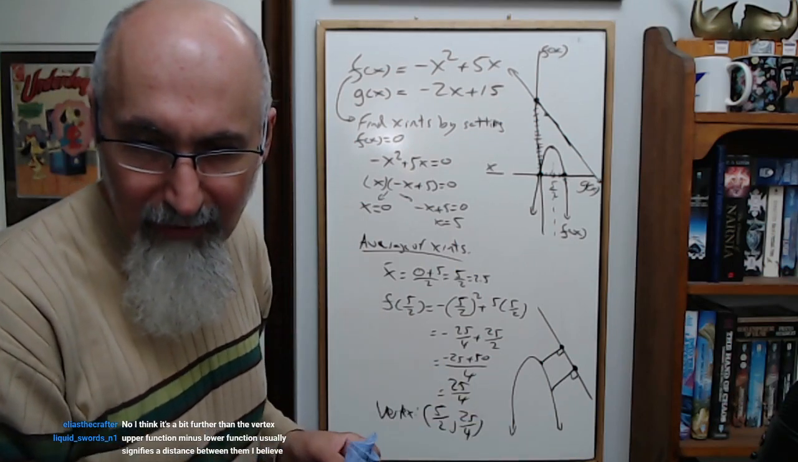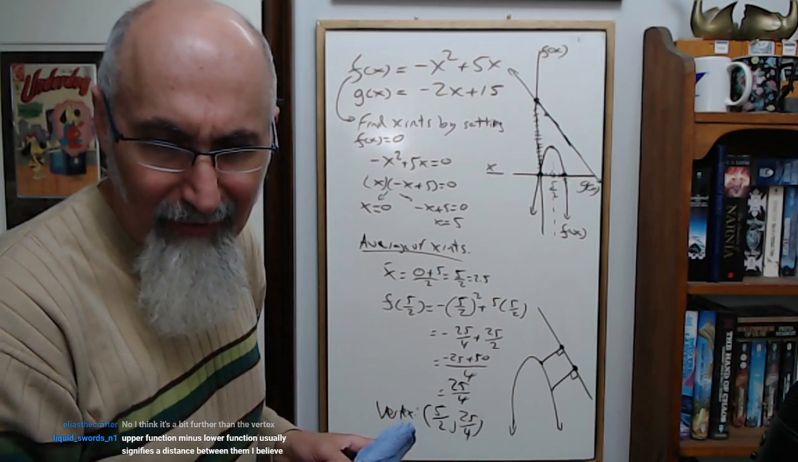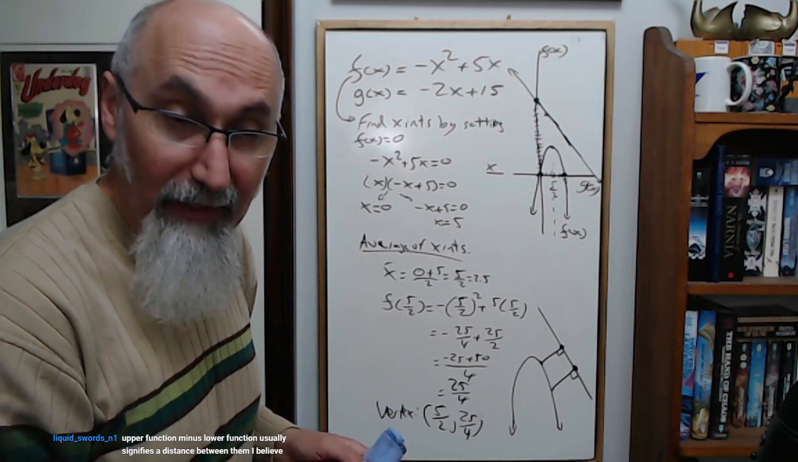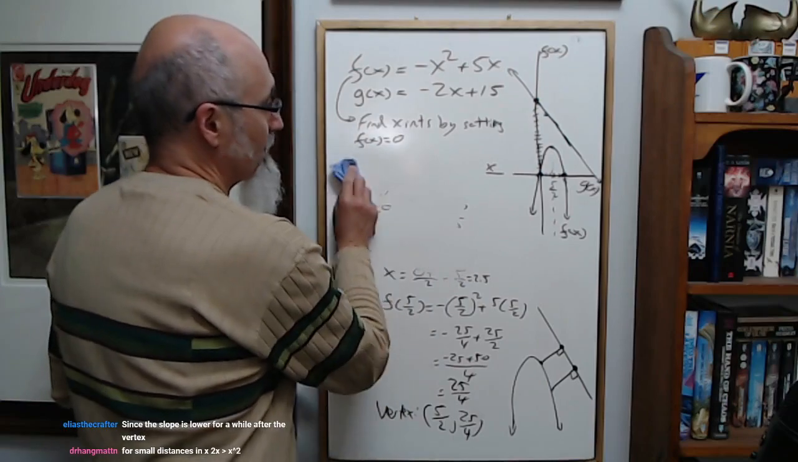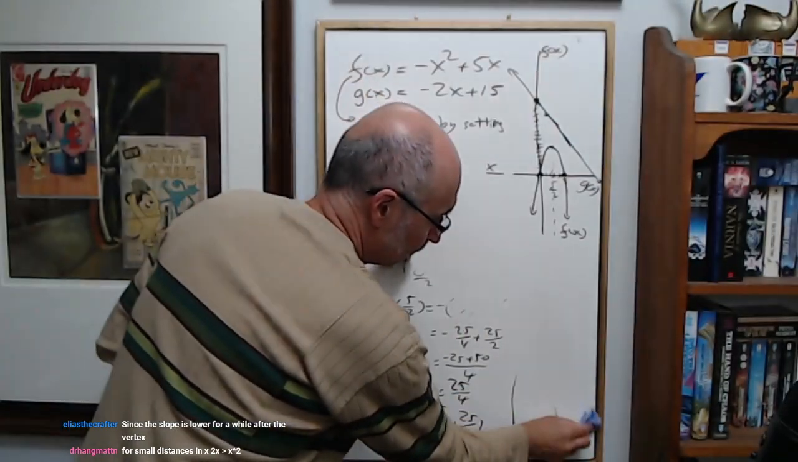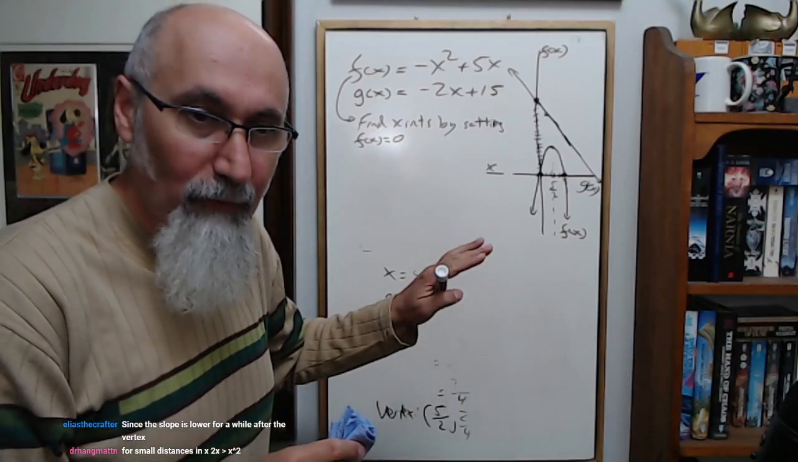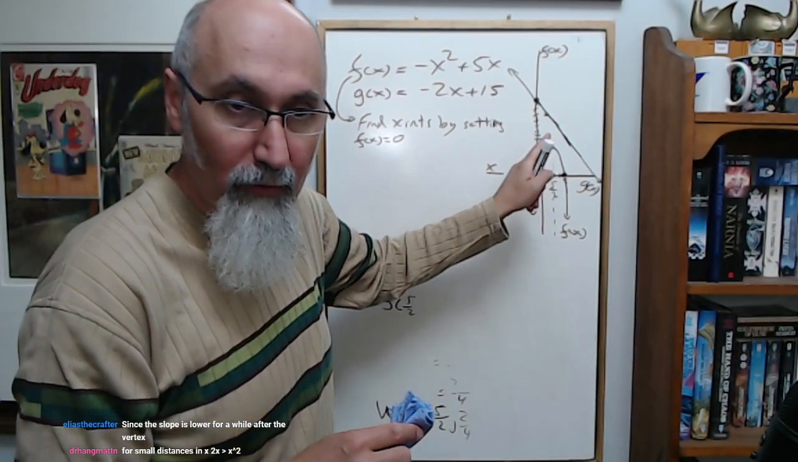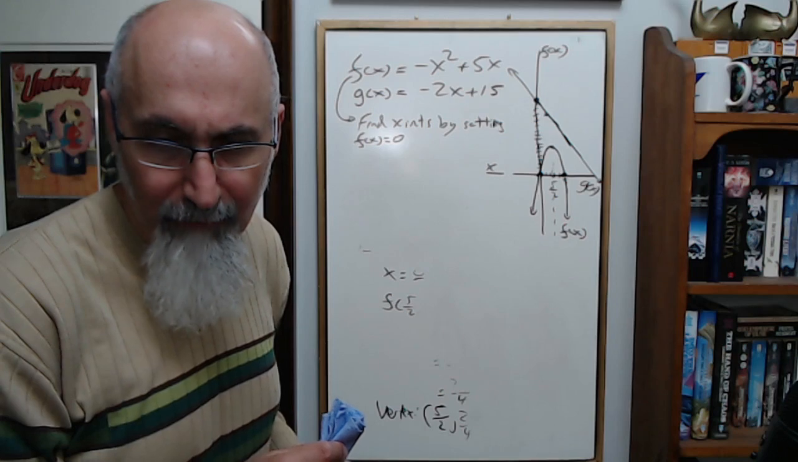I'm going to take down all of this. No, I think it's a bit further than the vertex. Upper function minus lower function usually signifies a distance between them. Yeah, it does. You subtract them, right? So you're subtracting the y's. Let me erase all this. This would have been really easy if they give you a point on the line or a point on the parabola, but they're becoming very general, right?